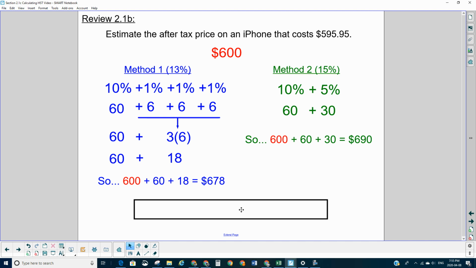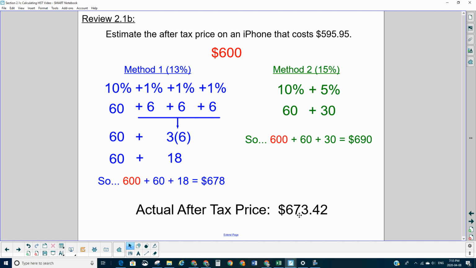But of course, if we went up to the till and actually punched this number into the cash register, it would tell us that we owe $673.42. So why are our estimates not exactly correct? Well, of course, we didn't calculate on $595.95. We calculated on $600, which already is a little bit higher. And although 13% is exactly correct for HST, because we chose $600, we were a little bit bigger than the actual price. And then method 2 was even larger because we actually calculated 15%, which is more than HST. But still, both of those were reasonable estimates.